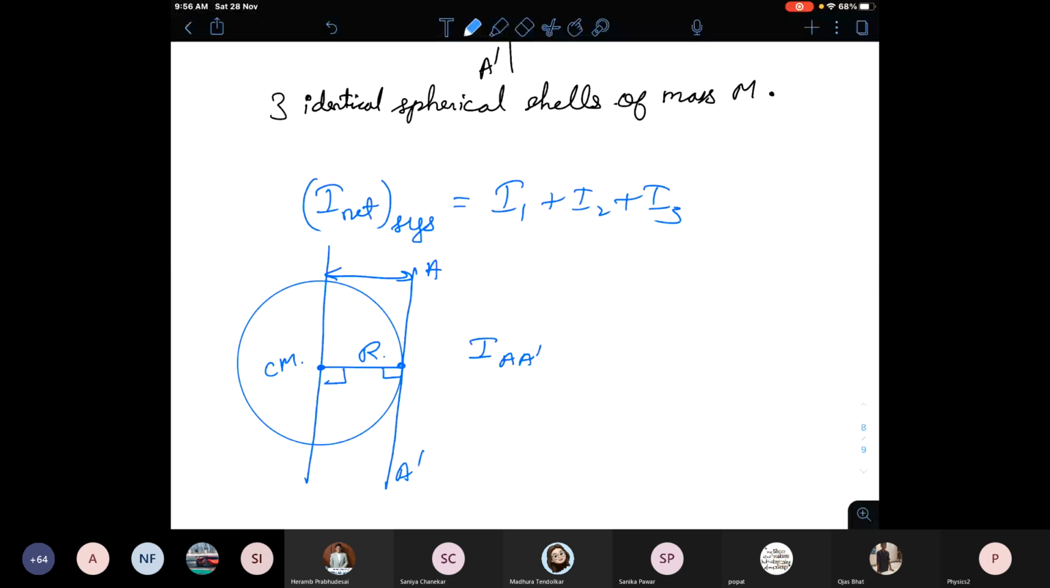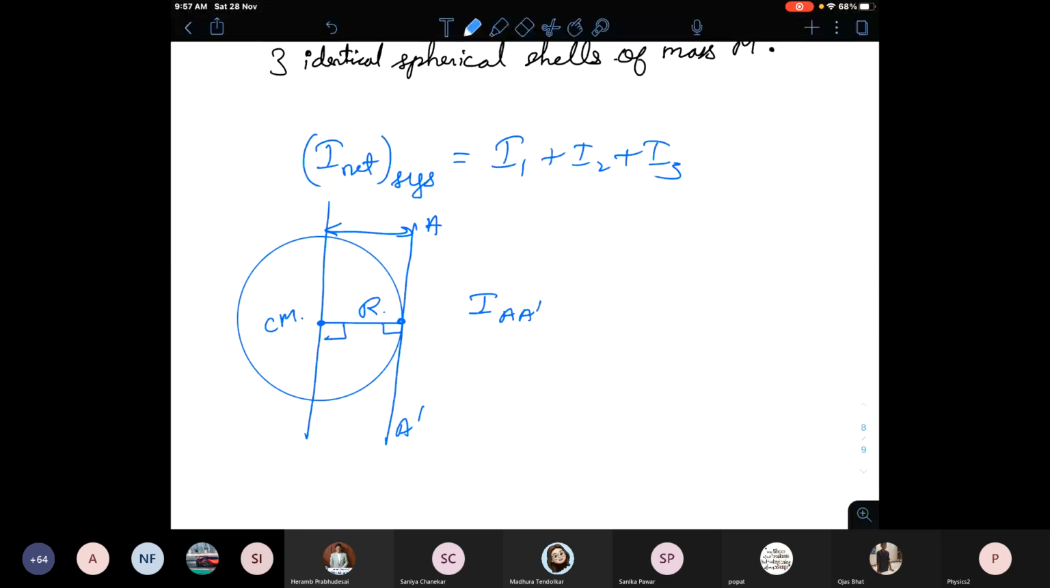The screen is not visible? Okay, so let me just complete the question. Then somebody will take a screenshot and post it in the chat. So don't worry about it, somebody will do that, no problem. Okay, so just see here.